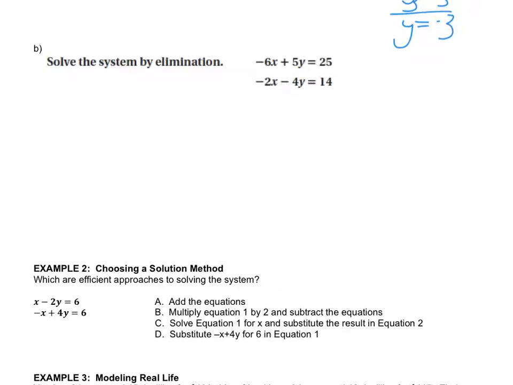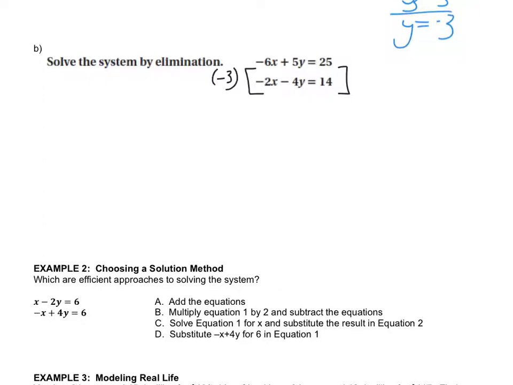I could make the y's opposite coefficients, and I'd have to multiply both equations by something. Or I can make the x's opposite coefficients, and I'm going to focus on the x's. So think about this. What if I said I wanted to change negative 2 into a positive 6? Positive 6 would then be the opposite coefficient of the top one, which is a negative 6. What would I have to multiply negative 2 by to make it a positive 6? Well, the answer is I would multiply it by a negative 3.